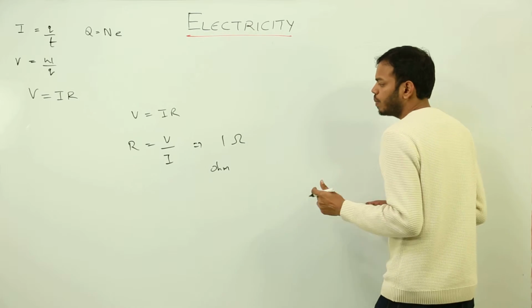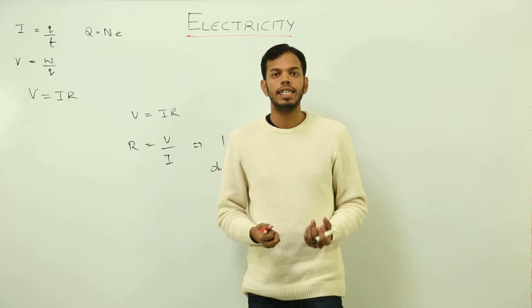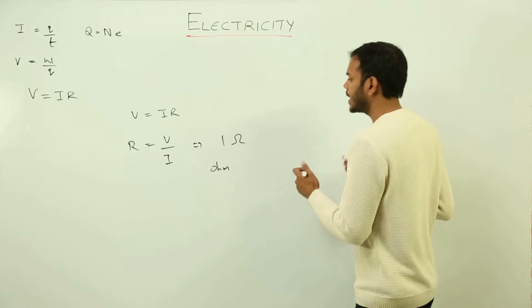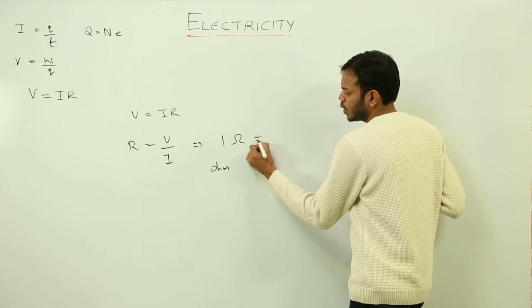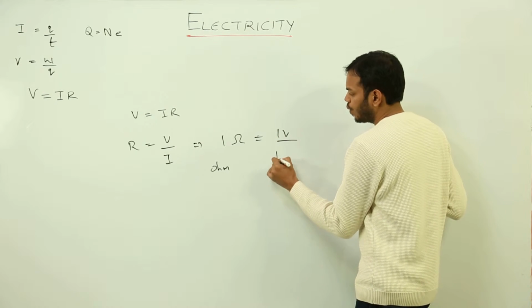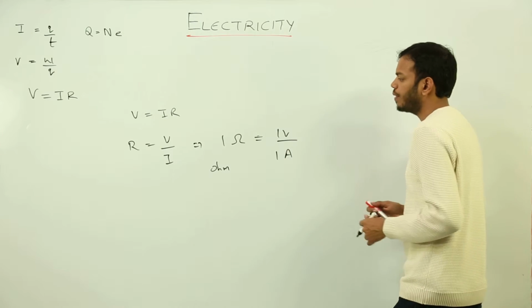Okay, so 1 ohm, it is obviously named after the same scientist who discovered the Ohm's law, right? Who established the Ohm's law, I should say. So 1 ohm is equal to 1 volt upon 1 ampere. So how can we define 1 ohm?